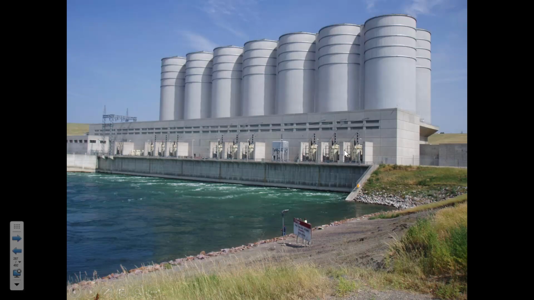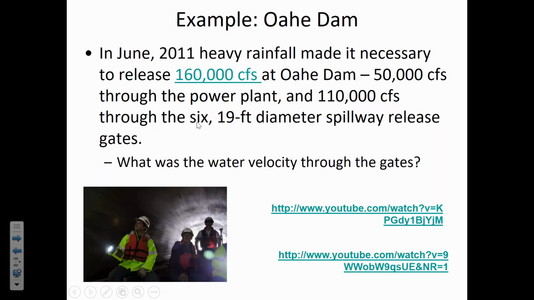You can see there are some transformers there, but not an incredible number of transformers. This really isn't a huge electrical operation. It's just maybe a value added to the flood control benefits that this reservoir provides. Back in June of 2011, there was a lot of heavy rainfall in the watersheds upstream of the dam, and the dam had to release 160,000 cubic feet per second just to keep pace with the amount of water that was coming in to the reservoir.